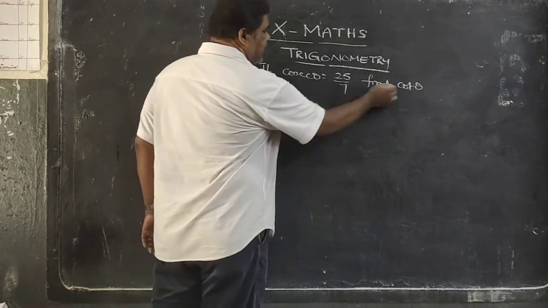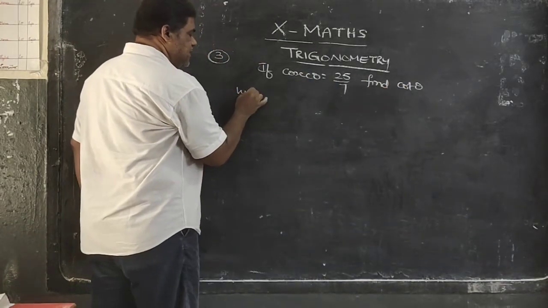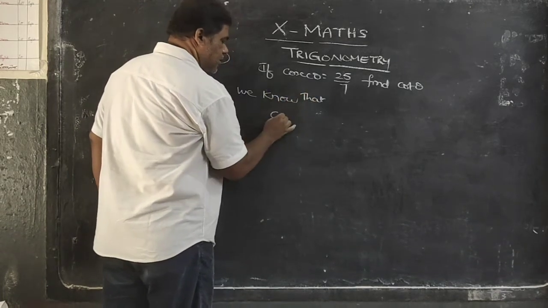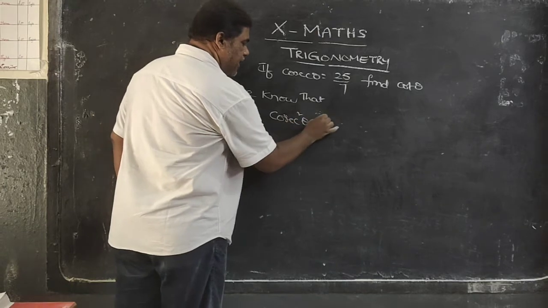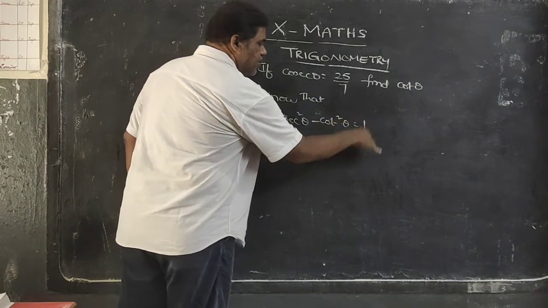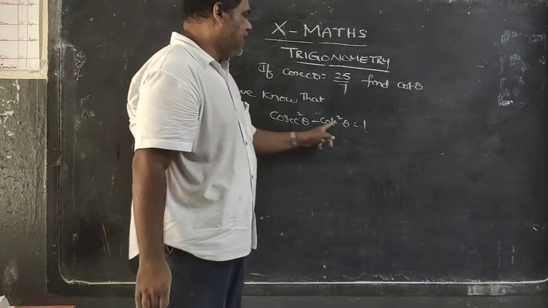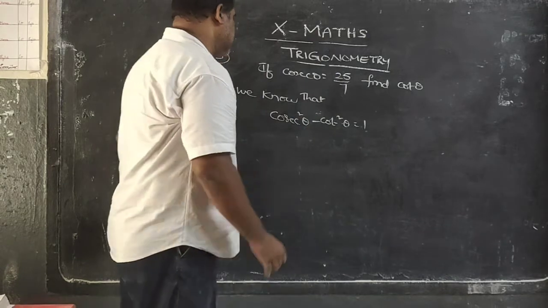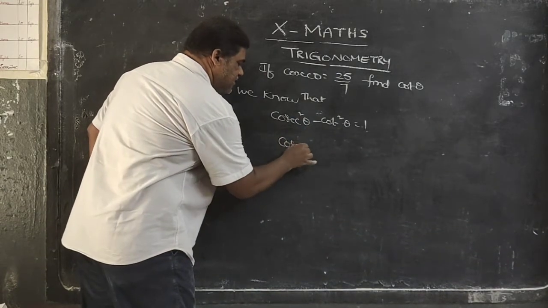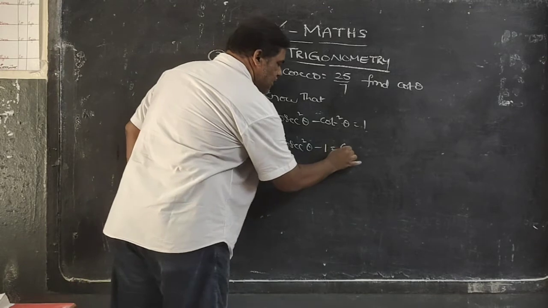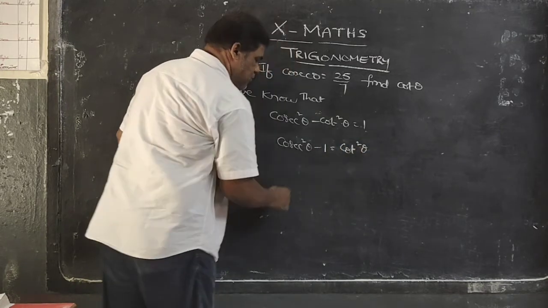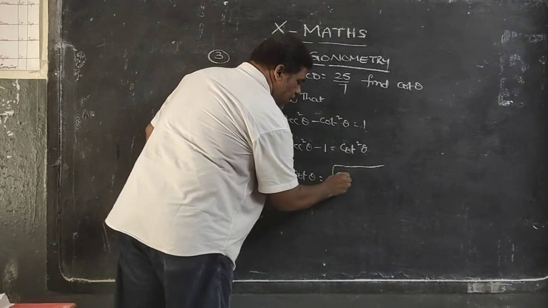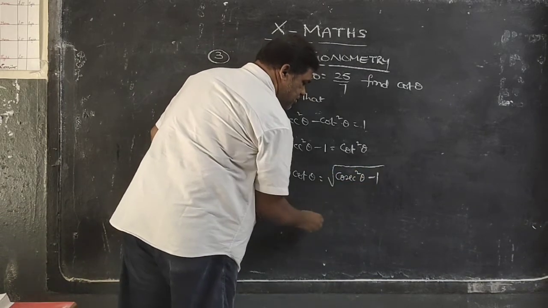There is a relation between cosecant and cot that is known as trigonometric identity. So we know that cosecant square theta minus cot square theta is 1. So from this identity, if you want cot theta, send minus cot square theta that side and take 1 this side. So it will become cosecant square theta minus 1 is equal to cot square theta. So if you want cot theta, remove the square. So this is the formula, under root cosecant square theta minus 1.